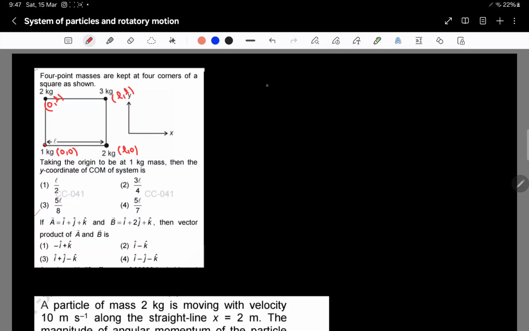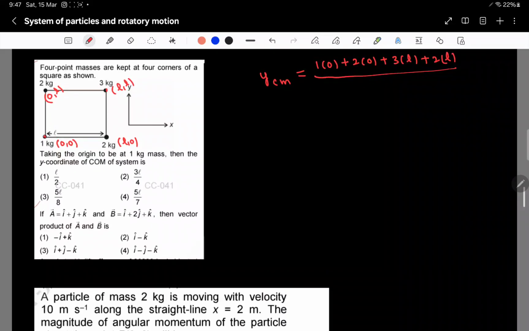Now Y_CM, the position of center of mass along the y direction, equals (M1 Y1 + M2 Y2 + M3 Y3 + M4 Y4) divided by (M1 + M2 + M3 + M4). That is 1 into 0 plus 2 into 0 plus 3 into L plus 2 into L, divided by the total mass, which is 8 kg. 3L plus 2L is 5L, so 5L by 8. So it is option 3, students. Easy only. X_CM is nothing but (M1 X1 + M2 X2 + M3 X3 + M4 X4) divided by (M1 + M2 + M3 + M4). Formula based question, easy.